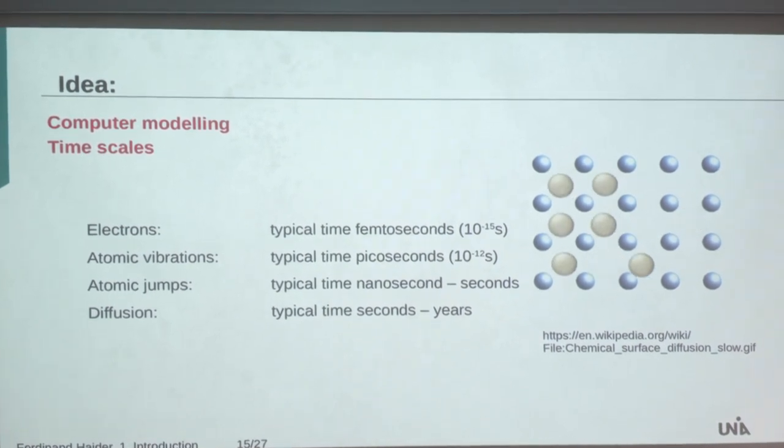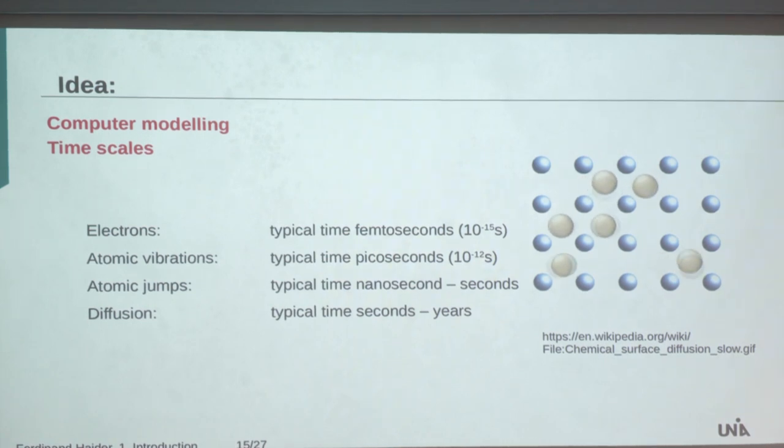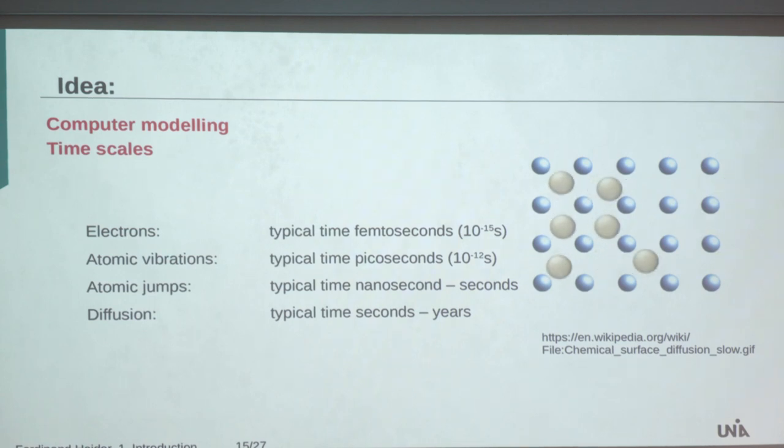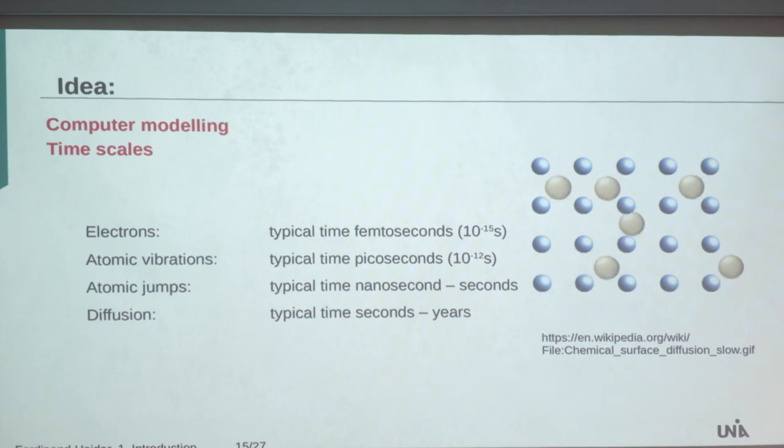The typical time scale of electrons in a solid is in the femtosecond range. Yeah? So the time for an electron to jump from one position to another, or from one level to another, is in femtoseconds. Yeah? Atomic vibrations, and that's what we obtain in molecular dynamics, are in the picosecond range. So a factor of 1,000 slower than what we have in electrons.